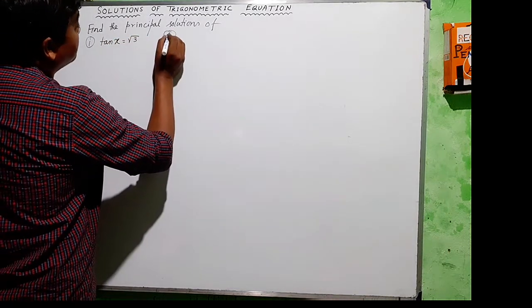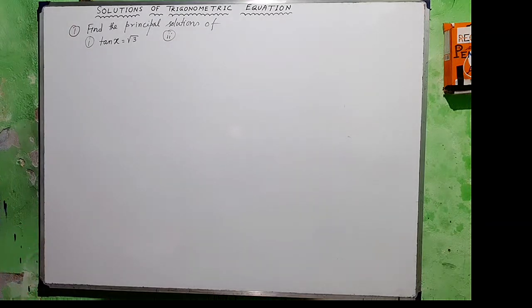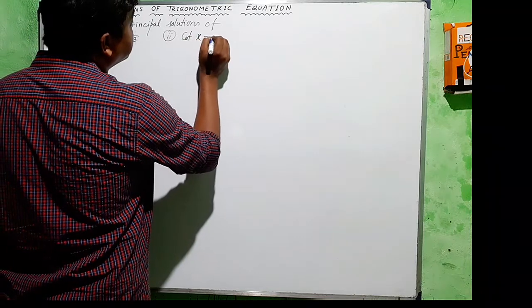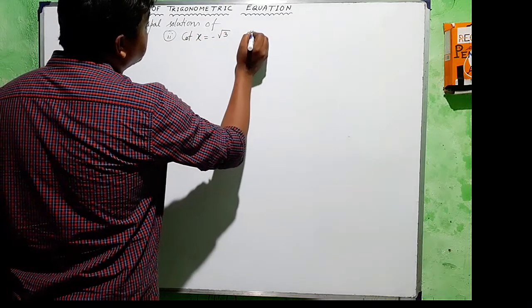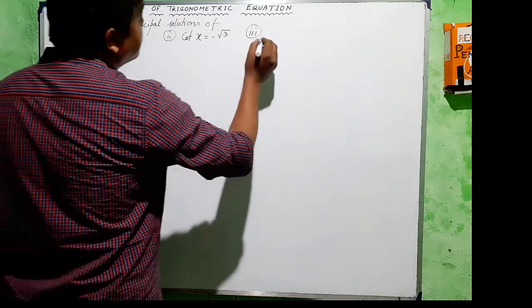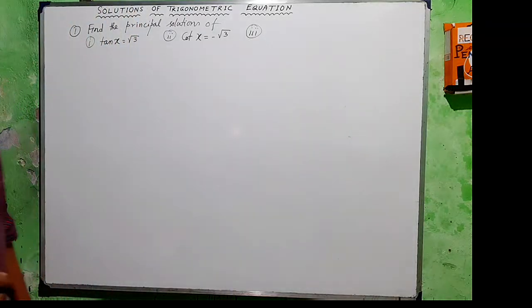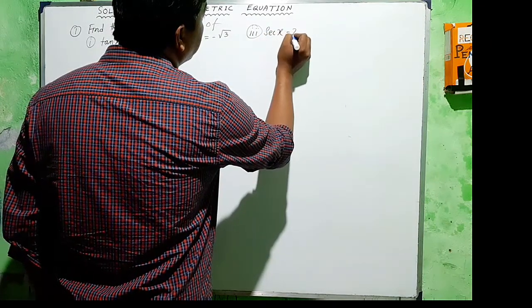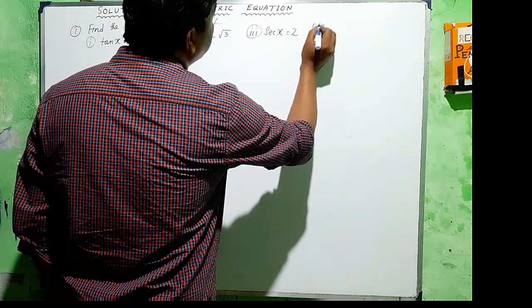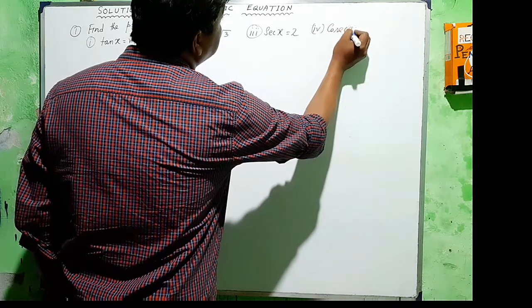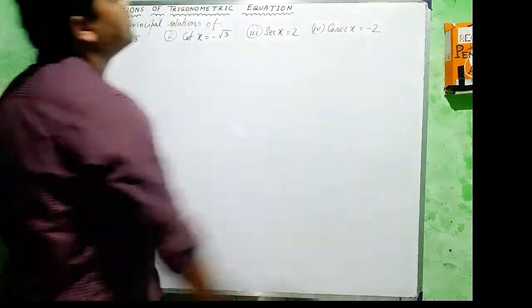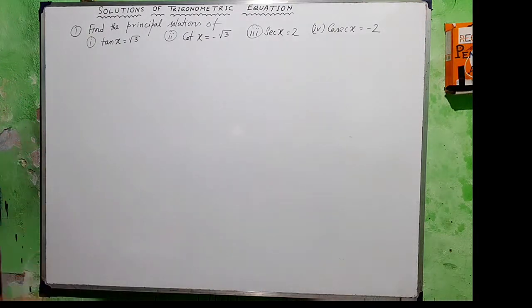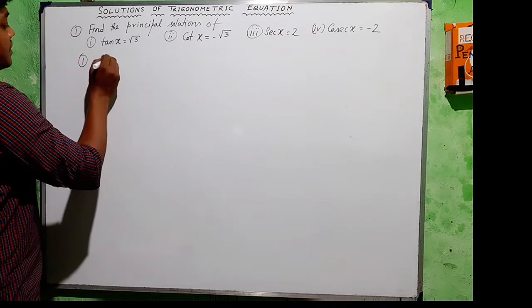Problem number 2, cot x equals minus root 3. Problem number 3, sec x equals 2. And problem number 4, cosec x equals minus 2. Okay. So now, the first problem is tan x equals root 3.